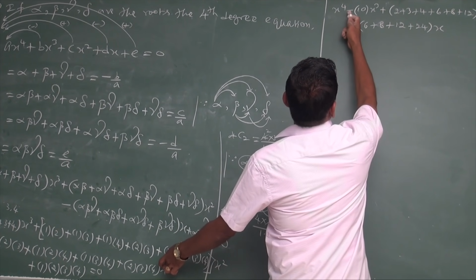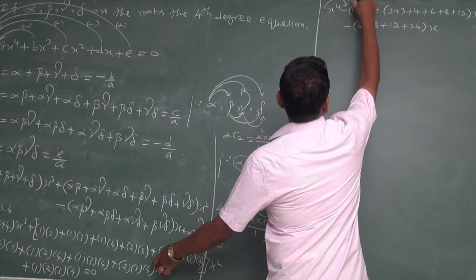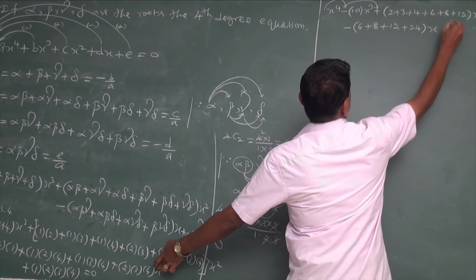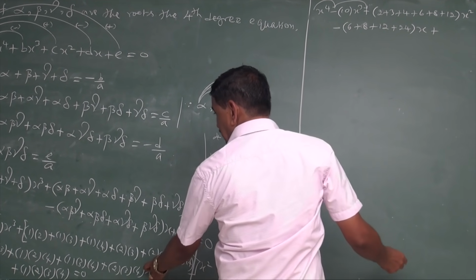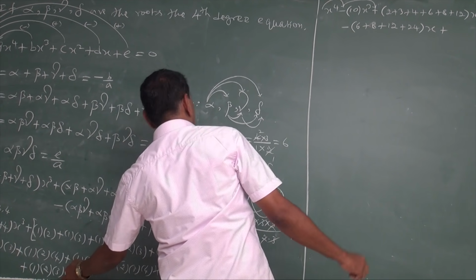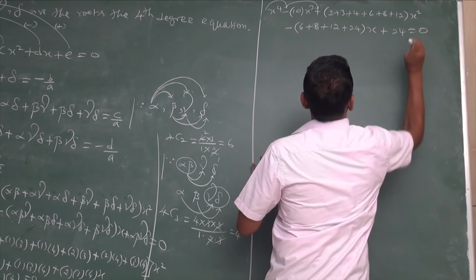Next say plus minus plus. Plus minus plus, say plus minus, next plus, plus next minus, next minus, next plus. So plus of constant term is given by 1 2 is 2, 2 3s are 6, 6 4s are 24. So plus 24, which is equal to 0.